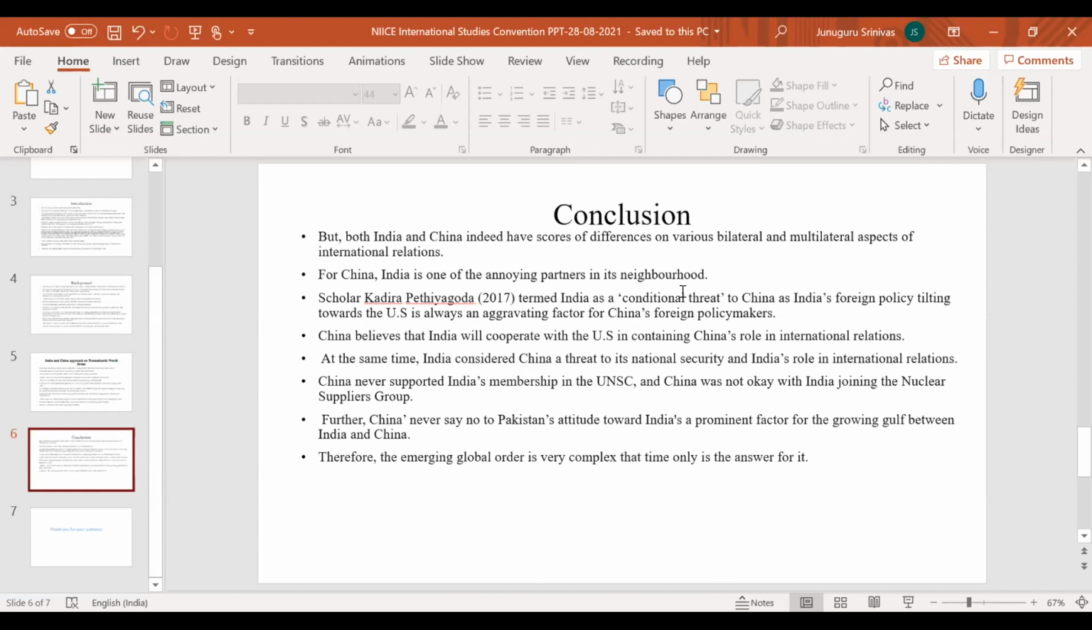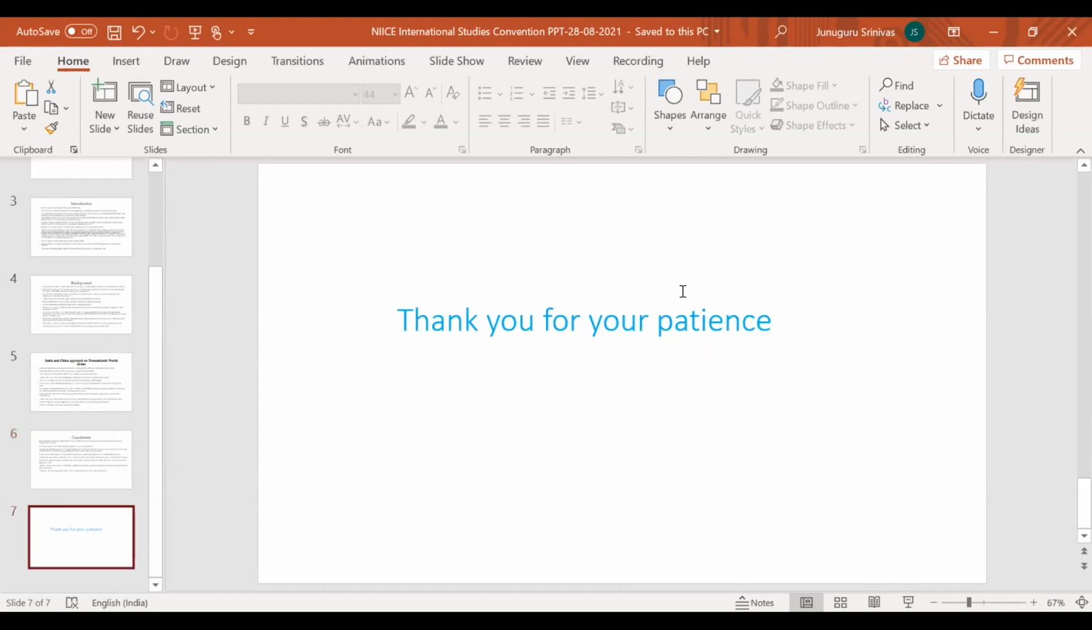China never supported India's membership in the UNSC, and China was not okay with India joining the Nuclear Suppliers Group. Further, China never says no to Pakistan's attitude toward India, a prominent factor for the growing gulf between India and China. Therefore, the emerging global order is very complex. Time only is the answer for it. Thank you for your patience, and once again, thank you so much for giving me this opportunity.